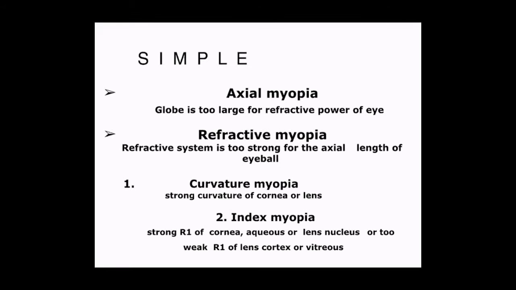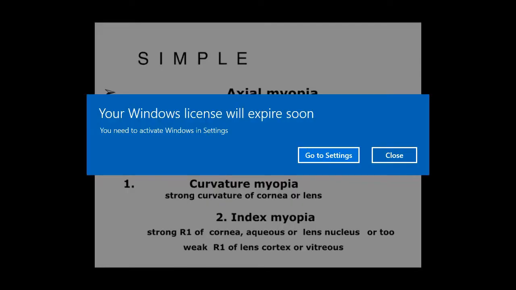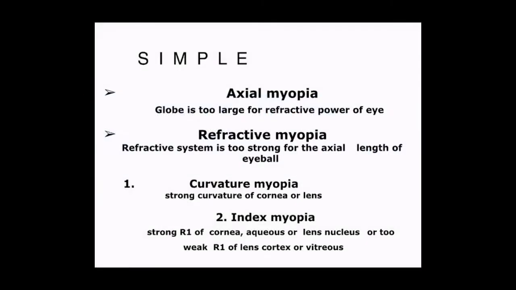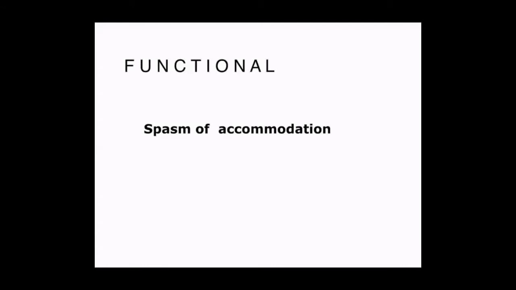Pathological axial length, if it's too big, whatever the reason may be, common example is buphthalmos. Curvature: keratoconus, keratoglobus, spherophakia. Index is again cataract and hyperglycemia. So functional, opposite, that was paralysis of accommodation. This one is spasm of accommodation.